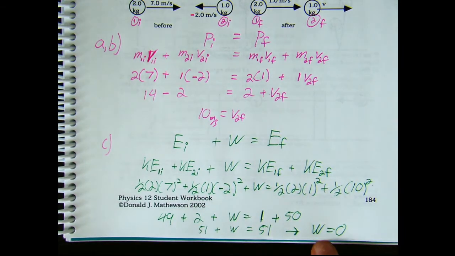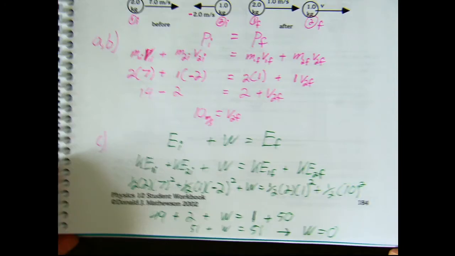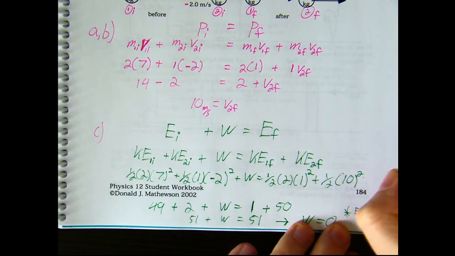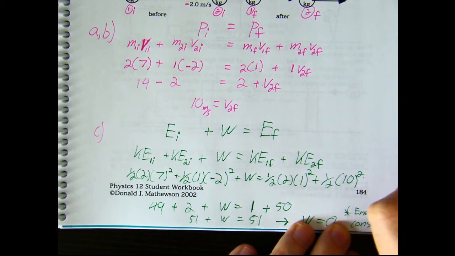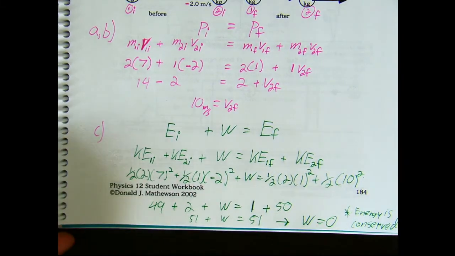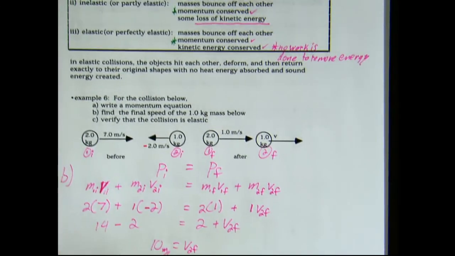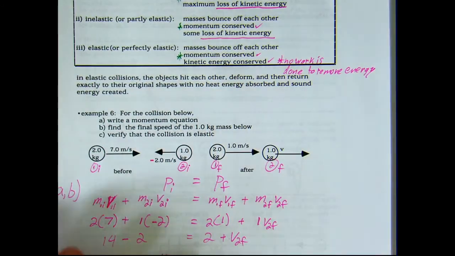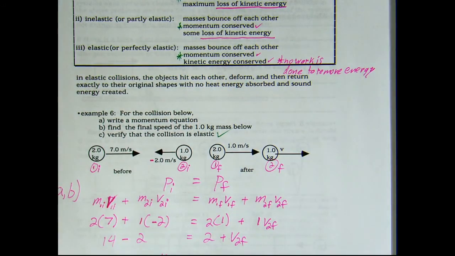So there is no work done, which tells us energy is conserved. If I go back up here and take a look at what that means, if energy is conserved, I have an elastic collision, so we have verified what we were trying to prove, which is neat.